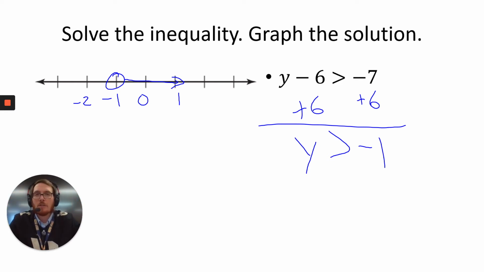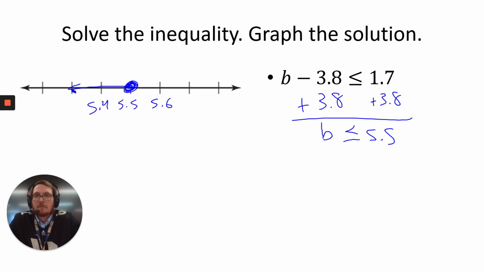You move your pieces around just like you normally would in Chapter 3. Open circle and going to the right. That's what you need. You just do the same thing that you did before. So let's look at the next one.